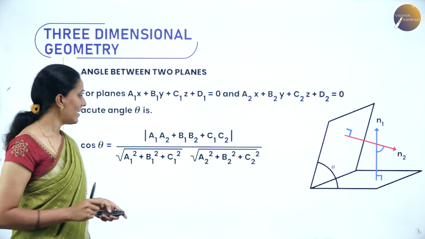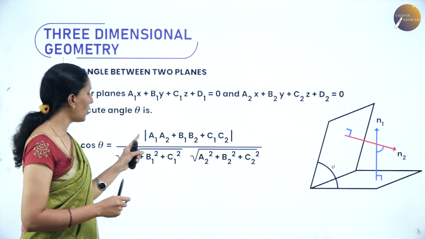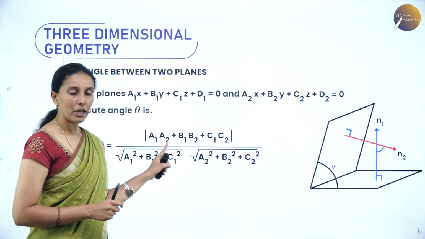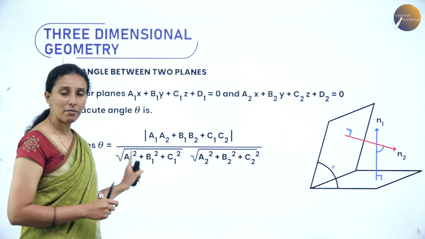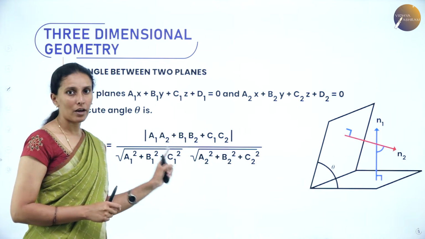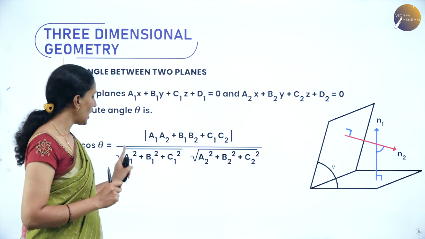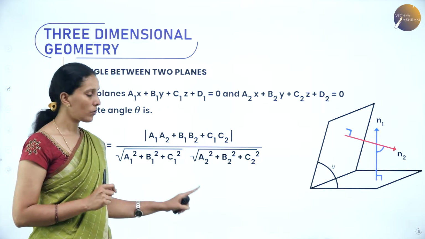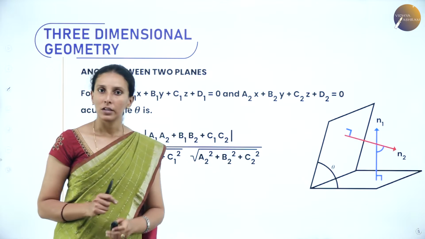So, thus I said cos theta is the dot product of n1, n2 and hence the dot product is given by a1a2 plus b1b2 plus c1c2. And their magnitudes, we know that magnitude is nothing but the square root of the sum of the squares of their corresponding values of x, y and z. So, that is why here a1 square plus b1 square plus c1 square, and for the second normal it is a2 square plus b2 square plus c2 square.